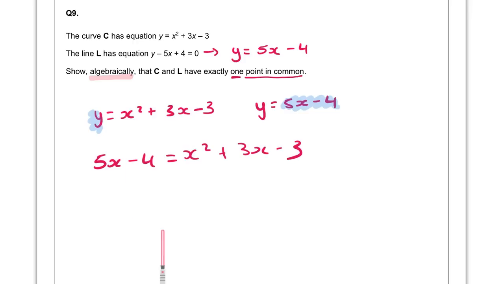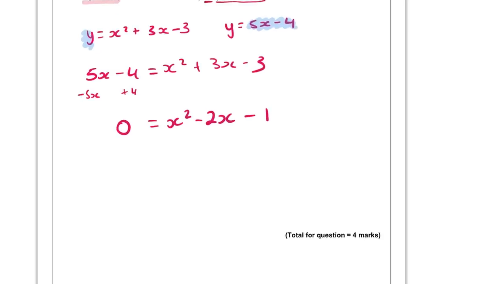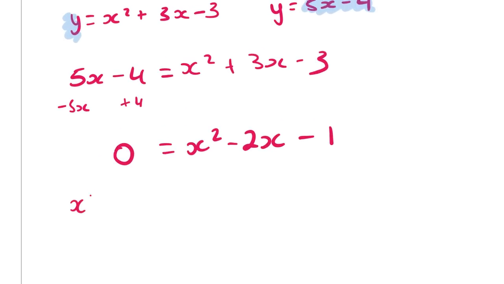Now, whenever I have an x squared term and an x and a constant, I am looking for a quadratic. So I want to make this equal to 0 so we can solve it. So I'm going to minus 5x from both sides and add 4. So that's going to give me 0 on this side. If I minus 5x, it only affects the 3x. So 3x minus 5x is minus 2x. Minus 3 plus 4 is minus 1. This is the same as saying x squared minus 2x minus 1 equals 0. They are the same thing.